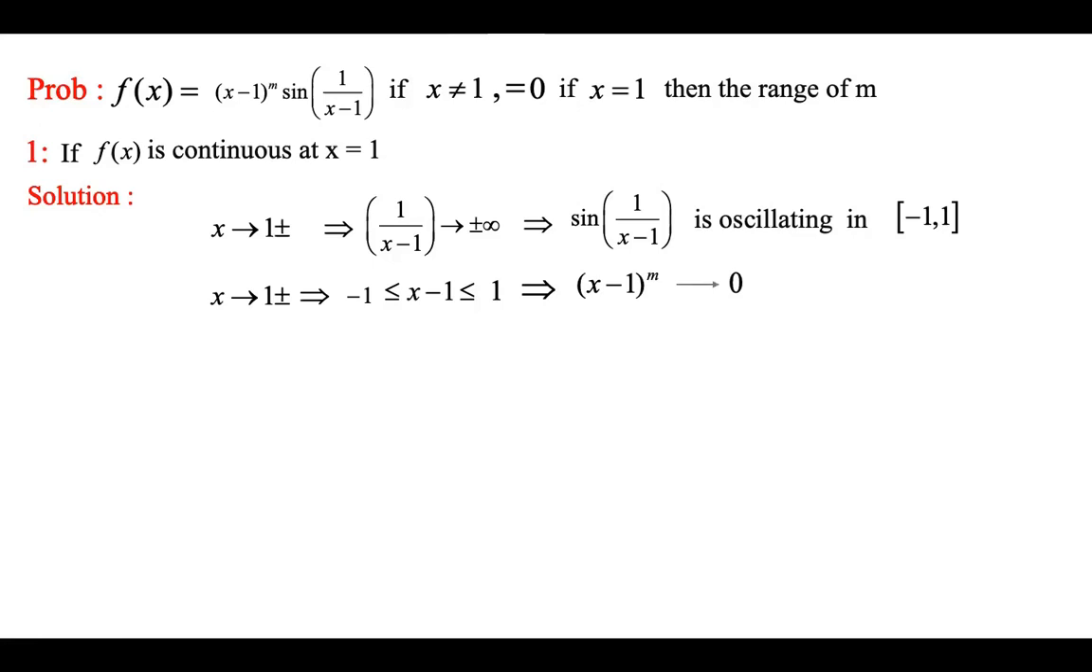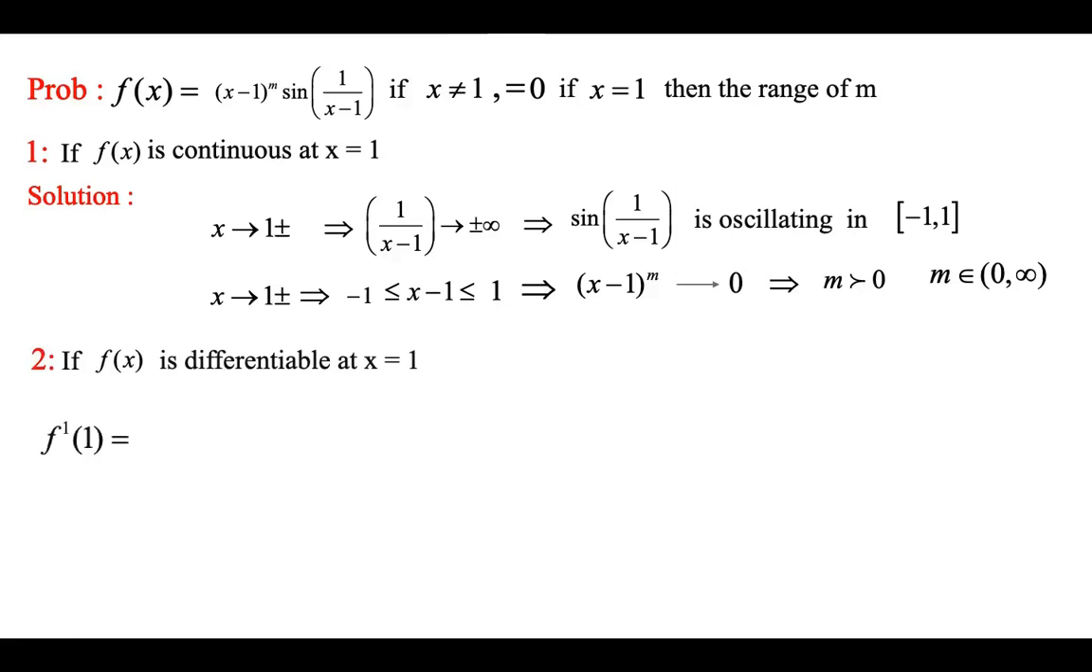x minus 1 tending to 0 is possible when m is a positive number. Therefore, the range of m is from 0 to infinity. As m is from 0 to infinity, the f of x function is continuous at x equal to 1. Now, the second part is that we are expecting that f of x is differentiable at x equal to 1.